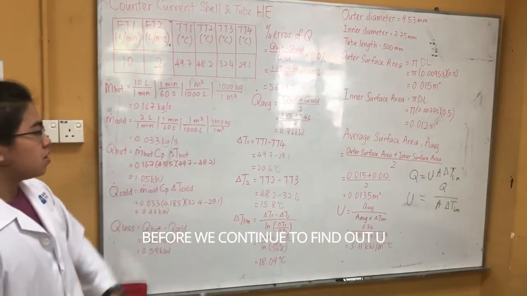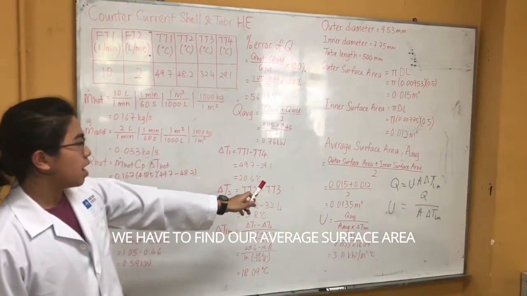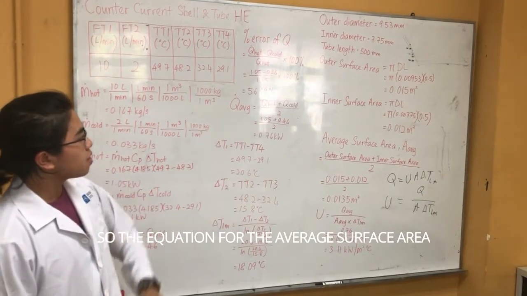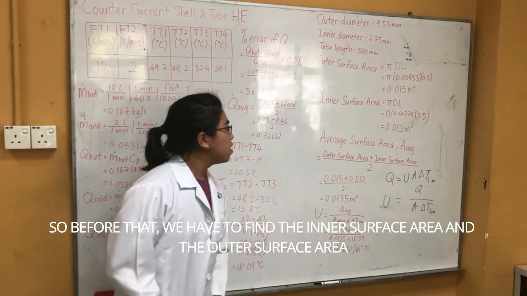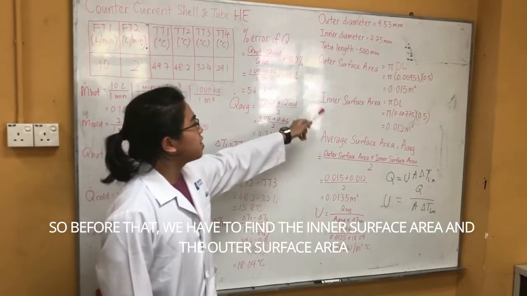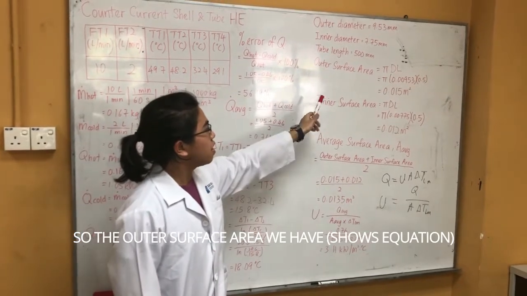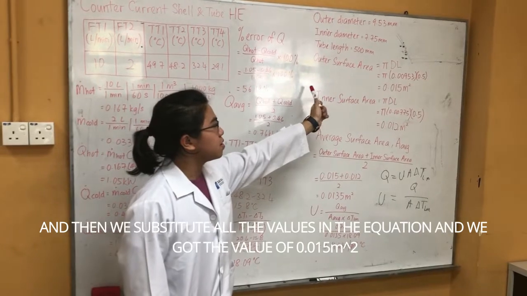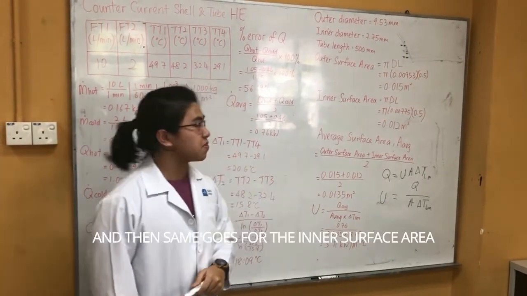Before we continue on to find our U, we have to find our average surface area. So the equation for it is the outer surface area plus the inner surface area over 2. So before that, we have to find the inner surface area and the outer surface area. So the outer surface area, we have A equals pi dL, and we substitute all the values, and we got 0.015 meters squared.